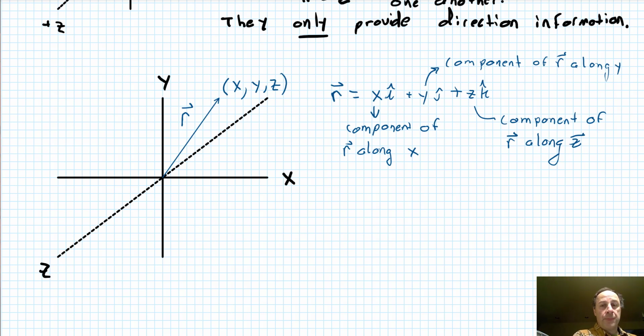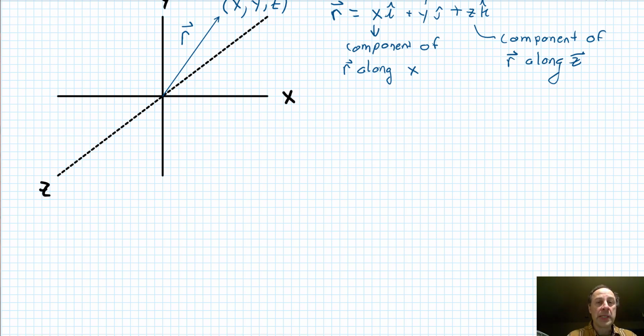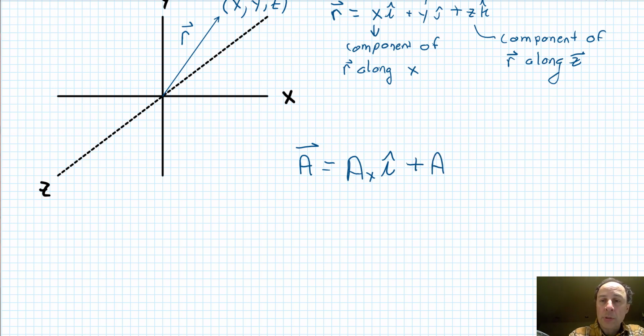Right? So we're going to generalize this again. For a vector to be broken down into components of Ax, Ay, and Az, to do that completely, the vector A equals the magnitude in the x direction times the unit vector in the x direction plus the magnitude in the y direction times the unit vector in the y direction plus the magnitude in the z direction times the unit vector in the z direction.